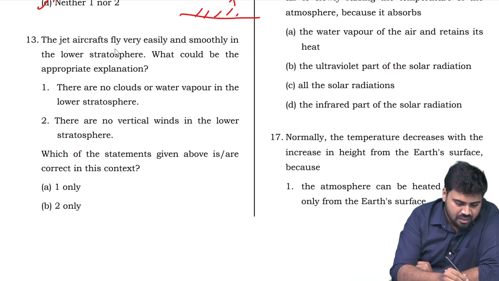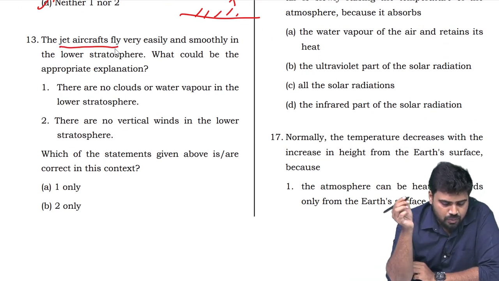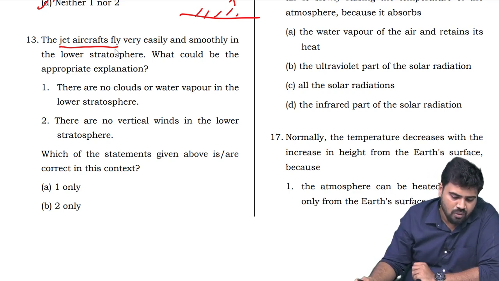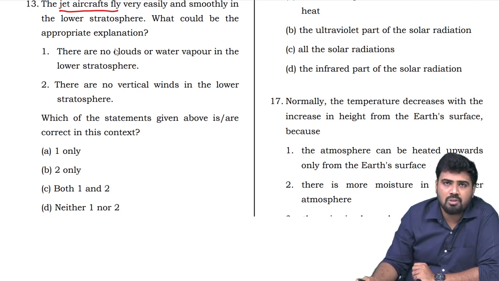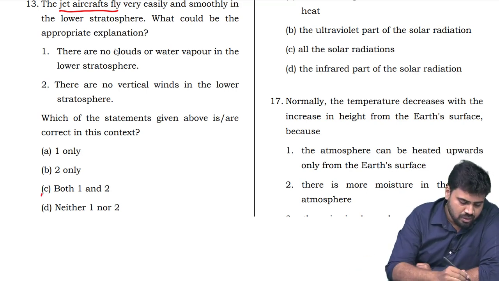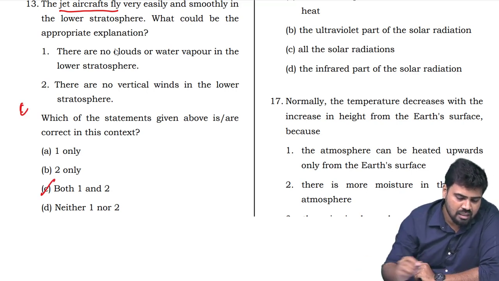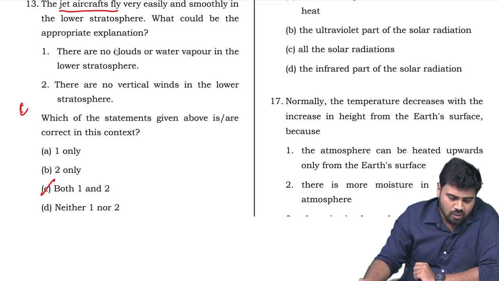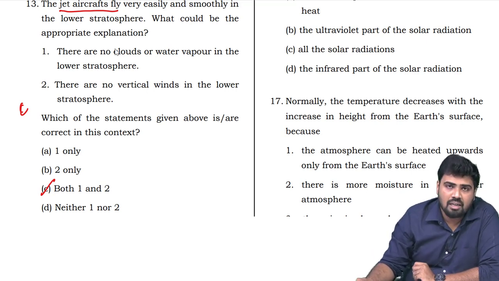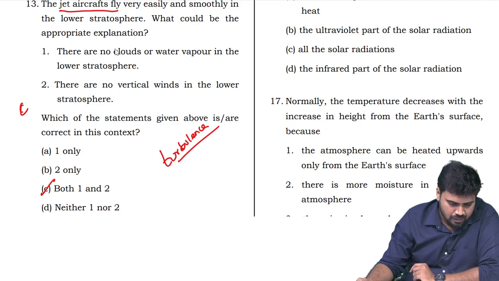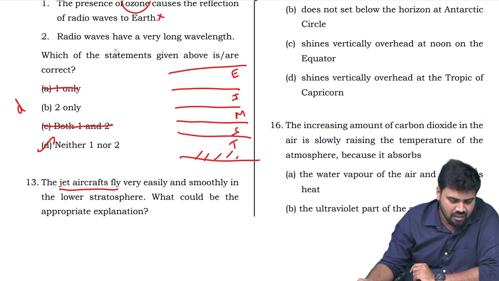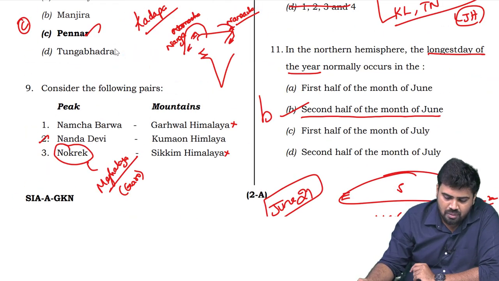The jet aircrafts fly very easily and smoothly in the lower stratosphere. What could be the appropriate explanation? There are no clouds or water vapor in the lower stratosphere, and there are no vertical winds in the lower stratosphere. Both options are correct, so it is option C. To avoid turbulence, generally jet aircrafts fly in the lower stratosphere. So both options are correct. So 13 option C, particularly to avoid turbulence. So 13 option C. You can understand, see, the 13th question and 12th question are from the same topic.